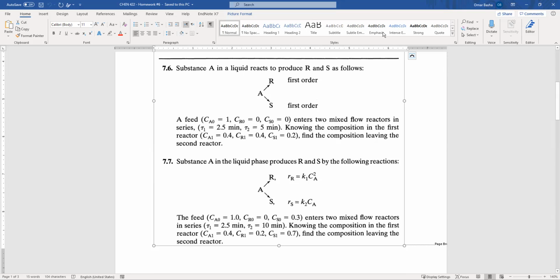Okay, so I have 2 CSTRs in series. I'm given the residence times, the initial concentration, and the concentration between them, and I want to find the concentration leaving the second reactor. Let's go to the whiteboard here and start working on this. Okay. So this is 7.6.